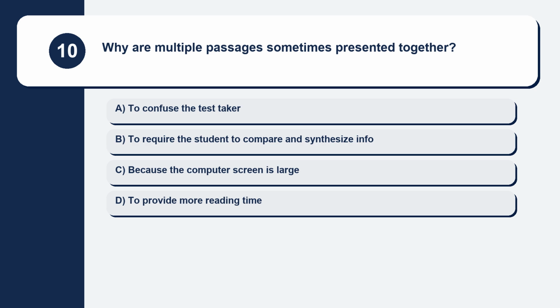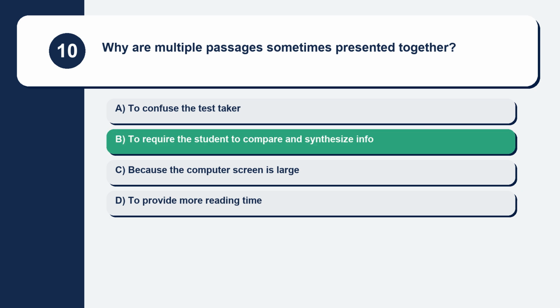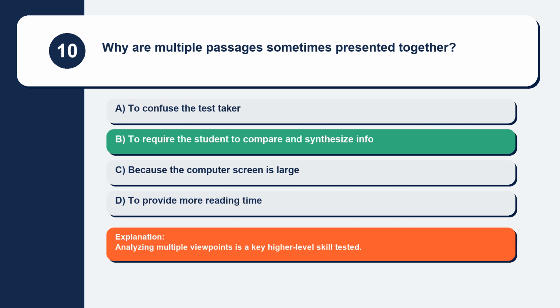Question 10. Why are multiple passages sometimes presented together? To confuse the test taker. To require the student to compare and synthesize info. Because the computer screen is large. To provide more reading time. Analyzing multiple viewpoints is a key higher-level skill tested.